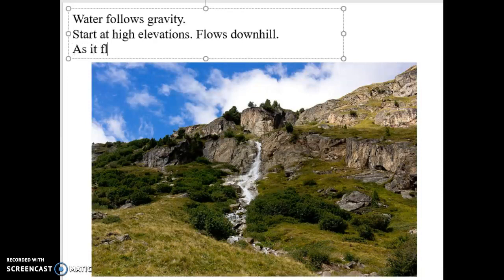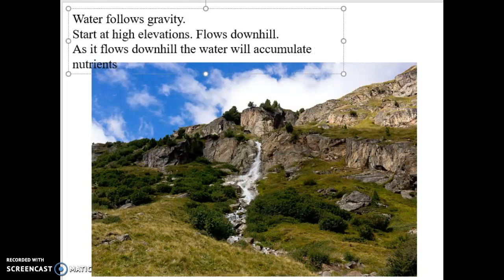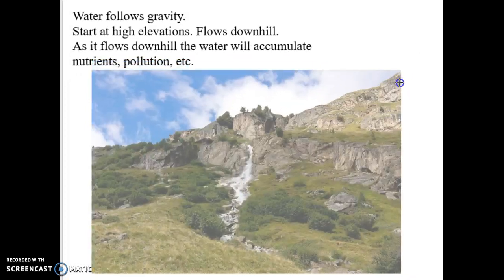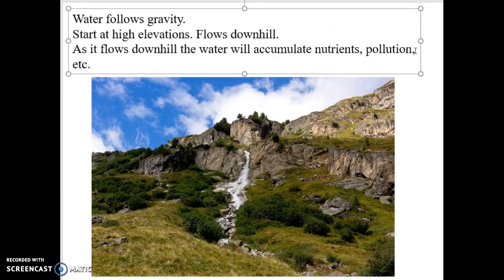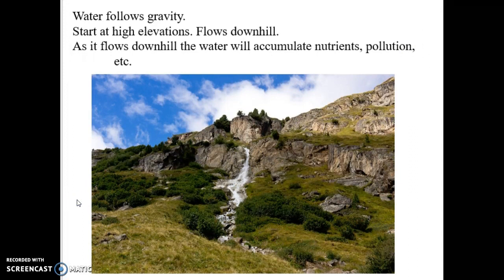Now, as it flows downhill, the water will accumulate nutrients, pollution, I'm just going to say etc. All sorts of stuff wind up in water as it flows downhill towards the ocean. So a big principle we want to remember is anything we do to an aquatic system will wind up impacting somebody downstream. Eventually, it will come back and impact us because it's just a big circle.